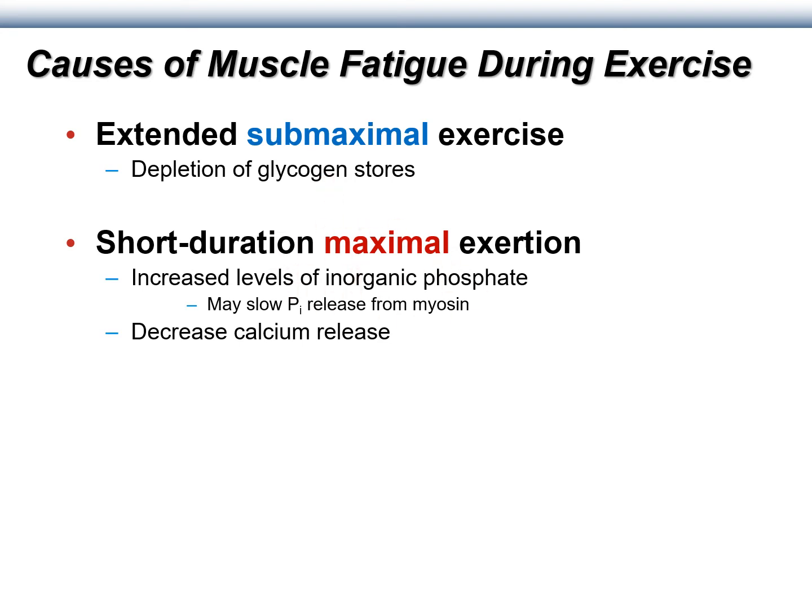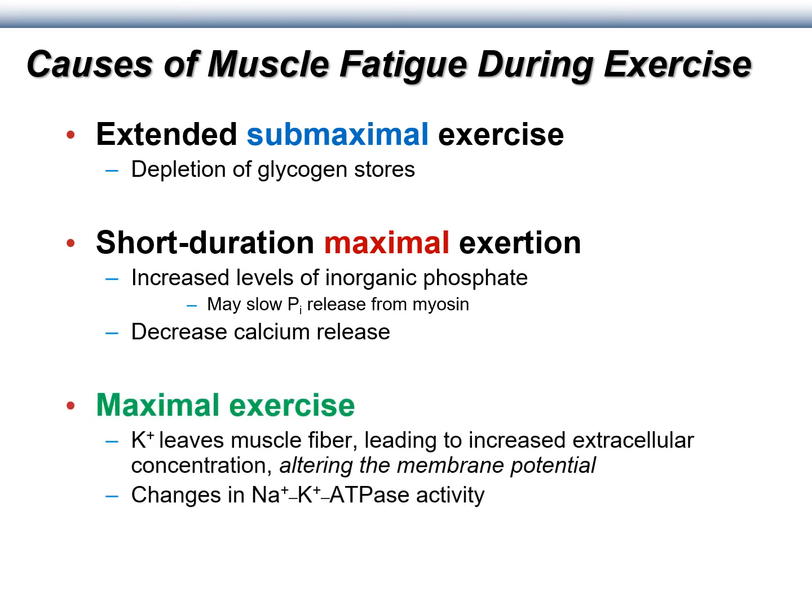It's not because of lack of oxygen, all right? It's often due to the other biochemical mediators, including inorganic phosphate released from ADP. Doesn't come off, slows the kinetics of myosin, which means less power generated. Certainly calcium can also be a role there as well. Maximal exercise, this is maximal extended exercise. We can have issues with potassium, altering membrane potential, changes in sodium potassium ATPase activity. All right, so these again are a little bit of review, just bringing this back from previous lectures.